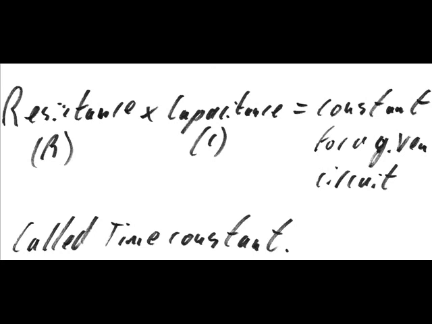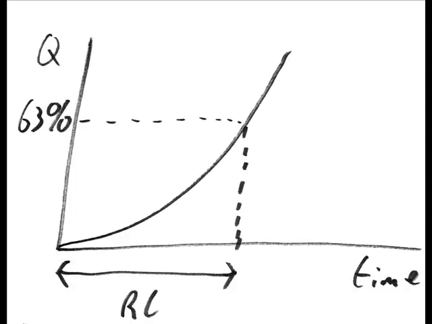Discharging a capacitor gives the charge as being equal to the initial charge in the capacitor times the exponential to the power of negative time divided by the resistance of the circuit times the capacitance of the circuit. Both charging and discharging are dependent on the resistance of the circuit times the capacitance of the circuit. This number is a constant for given circuits and is called the time constant.